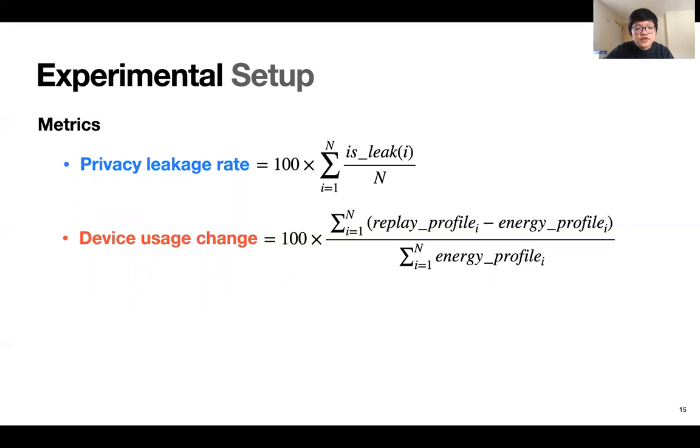We want to make sure that utility is retained, so we compare the difference between the original and replay loads. For this metric, the ideal case is where there is no difference between original and replay loads, and the device usage change should be 0.